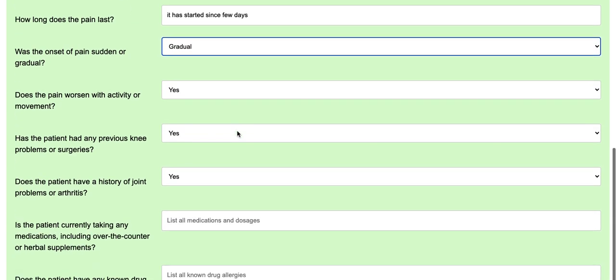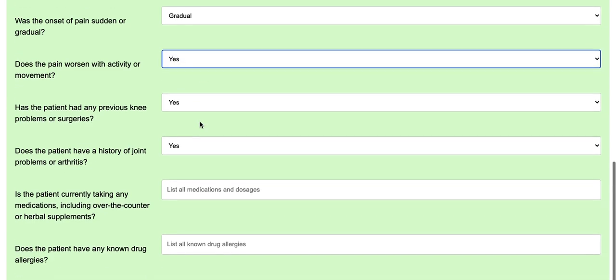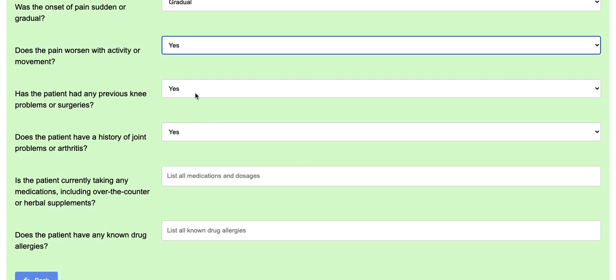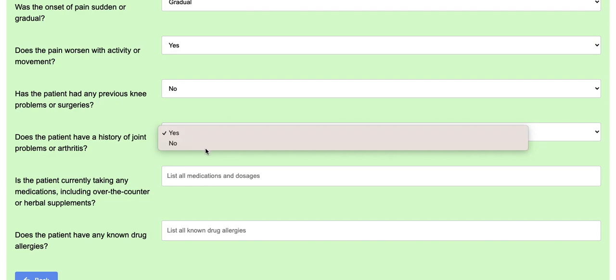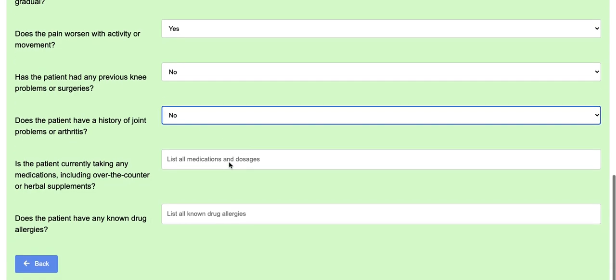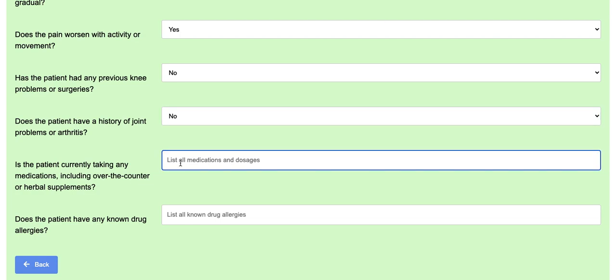Does the pain worsen with activity or movement? Yes. Has the patient had any previous knee problem or surgeries? No. We specifically said that there was no history of trauma or injury. Does the patient have a history of joint problem or arthritis? Not that we know of. Is the patient currently taking any medications, including over-the-counter or herbal supplements? Nope. Does the patient have any known drug allergies? No.